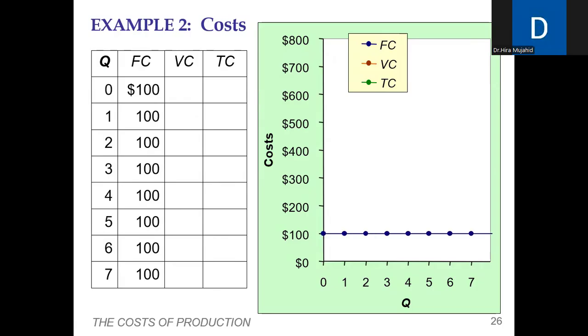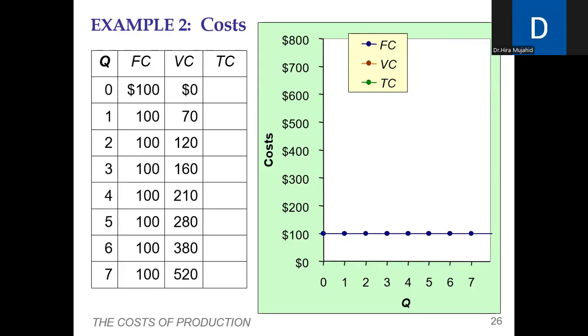The shape of the fixed cost is completely horizontal, exactly like the x-axis, right? Because it will not change with the output. It is fixed, horizontal, completely straight. The variable cost changes with the output, so it has a different shape.